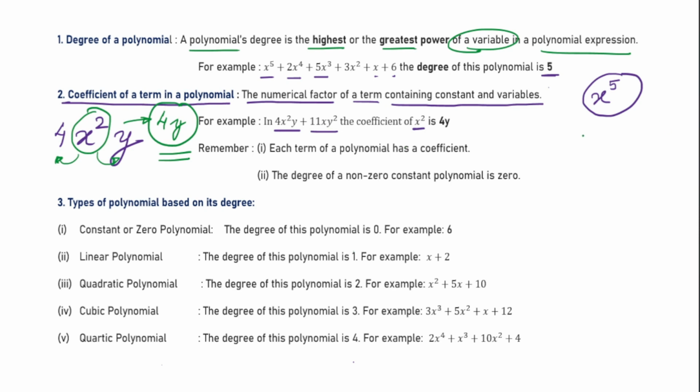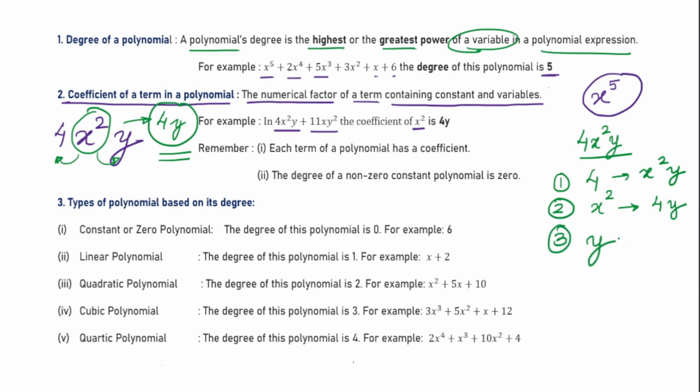Let me write some more factors of 4x square y. So 4 can be one of the factors. So it is the coefficient of x square y. Likewise, x square can be the factor and its coefficient is 4y. Third, y can be the factor and its coefficient is 4x square. Also, 4x square can be the factor and its coefficient is y.